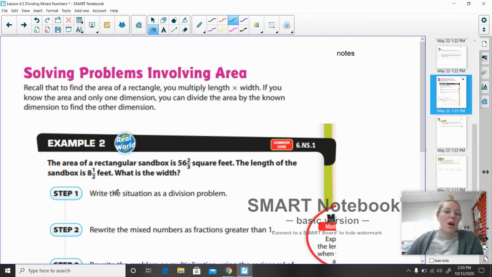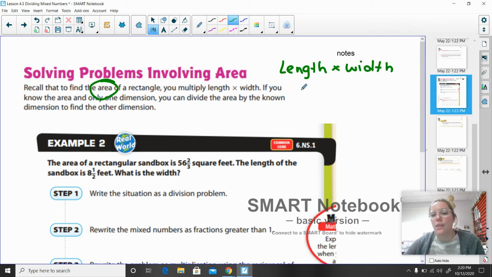So when we are finding area, this is something else that we can do. Area is always length times width. So we say that the formula for area is length times width. Area equals length times width.